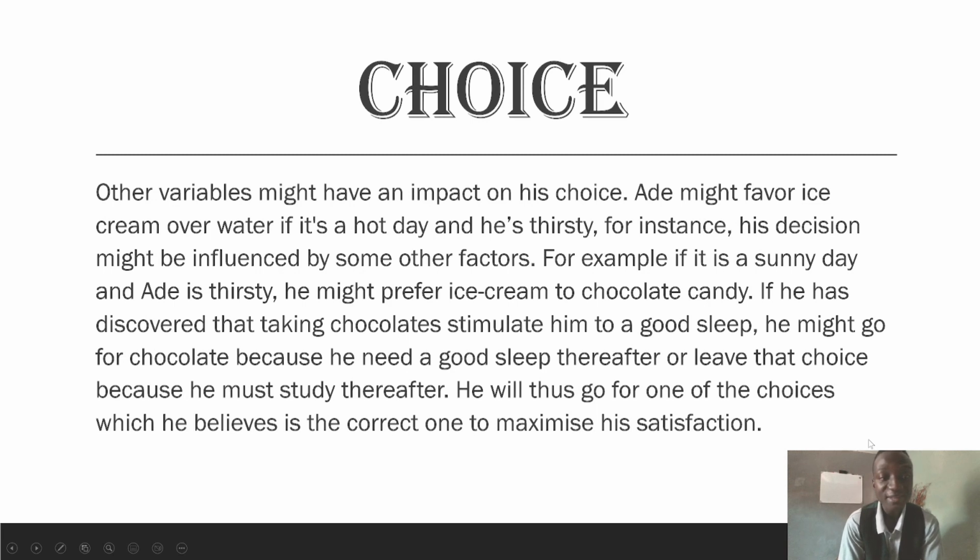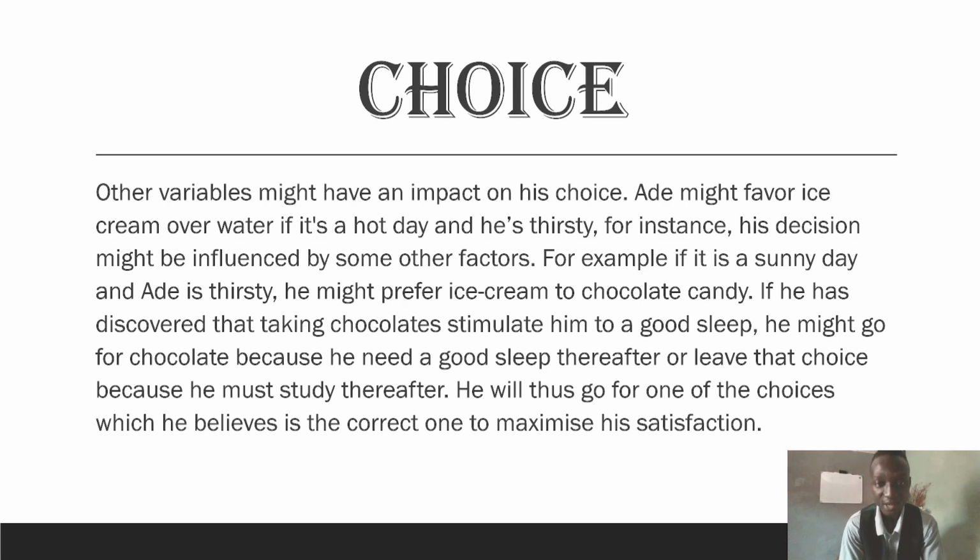So we have the next slide. Other variables might have an impact on his choice, and they might favor ice cream over water if it is a hot day and he is thirsty. For instance, his decision might be influenced by some other factors. For example, if it is a sunny day and Ade is thirsty, he might prefer ice cream to chocolate candy.